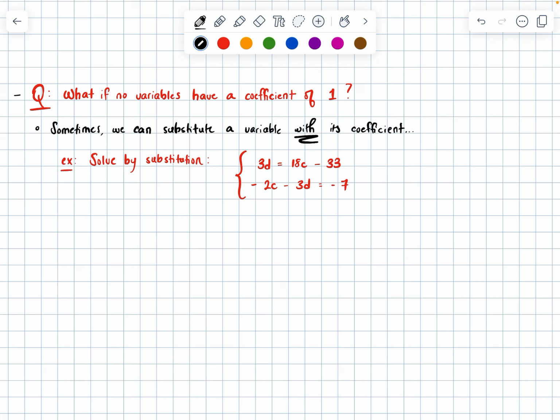So sometimes, not always, but sometimes, we'll end up in a position where we can actually substitute a variable with its coefficient. For example, take a look at this guy. 3d equals 18c minus 33. Negative 2c minus 3d equals negative 7. What do you think I can substitute in here and where? 10 seconds, pause the video. What looks substitutable?